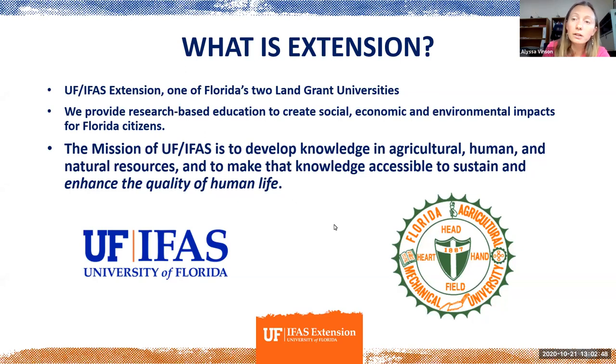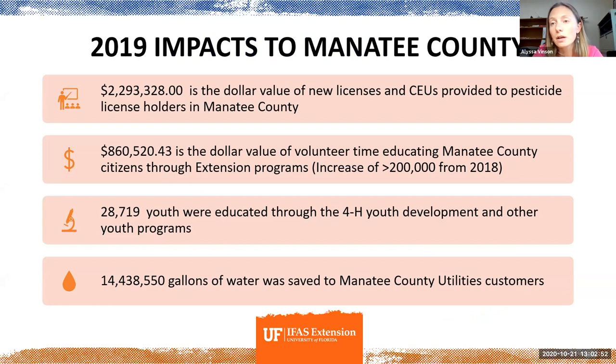And I am not alone. We have several other agents in the office who focus on different program areas. So we have folks who work in commercial horticulture, commercial livestock. We have folks who work with the agricultural industry as far as row crops are concerned. We have a marine resources and fisheries agent. We have folks who work specifically with the food and nutrition program, getting education into our local schools.